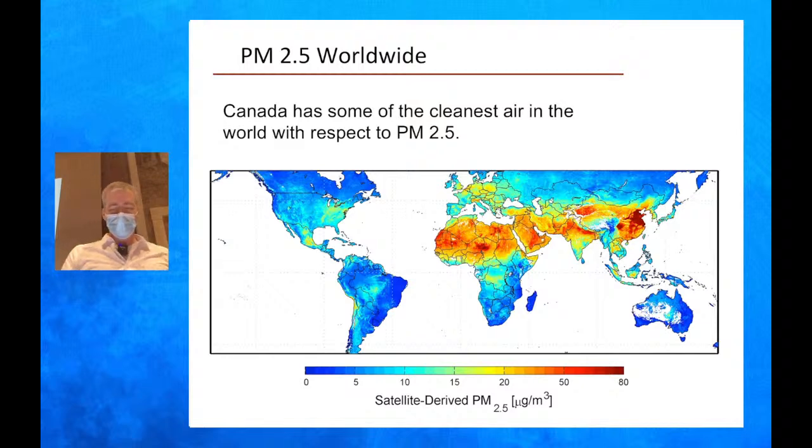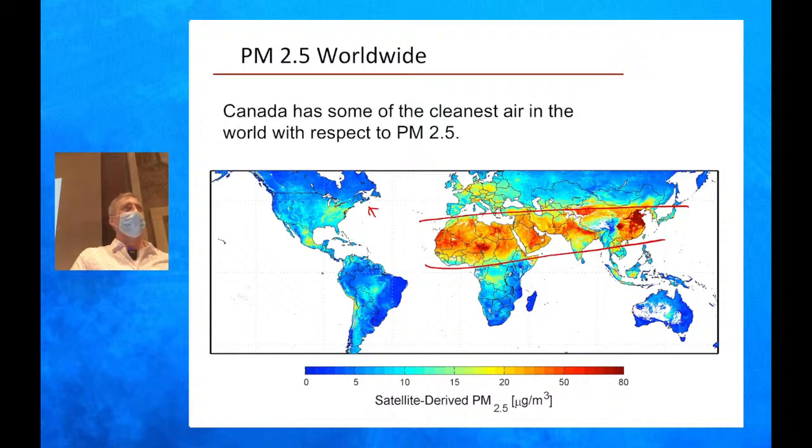But here's a map of the world looking at particulate matter. And this is where you're going to look at it and say, oh, we're fine here in Canada. Look, the whole country is at the lowest level. And look where it's high. There's this sort of corridor through here where it's very high. Really, if you're in Canada, particulate matter is not going to be much of an issue.